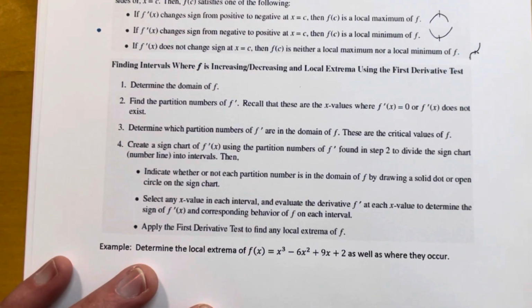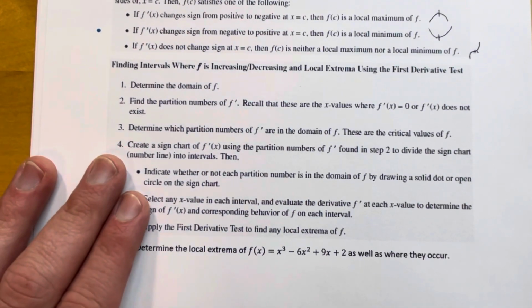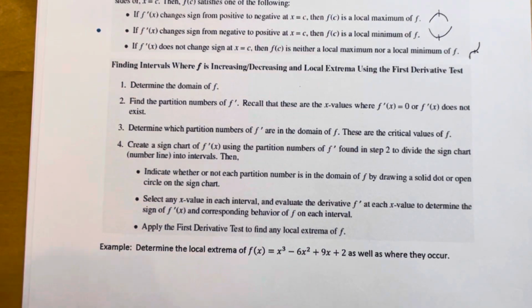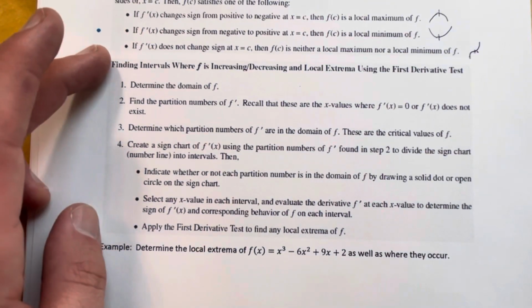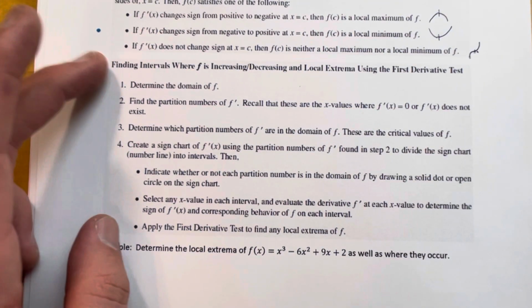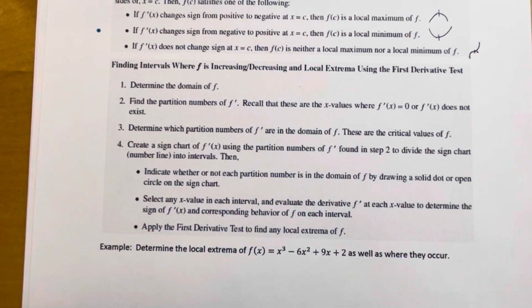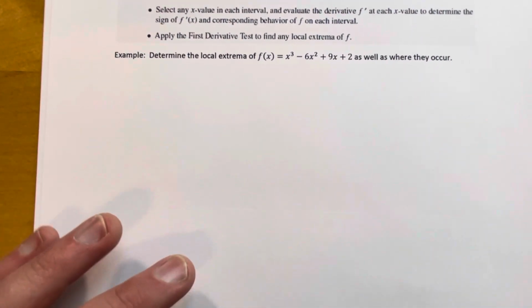So here's what we're going to do for the first derivative test. We're going to use this to determine where certain functions have minimum and maximum values. Now I gave this 4-step process here, but this process is pretty much the same as what we did with our partition numbers to find where a function is increasing or decreasing. We're just adding the first derivative test into that process to also identify extreme values. So it'll be a little better if we just jump to the example and see how this works.